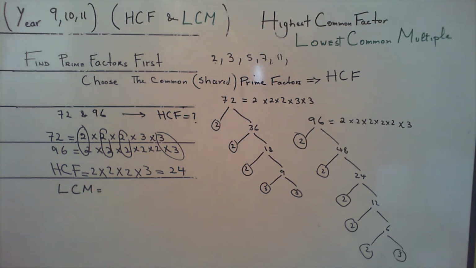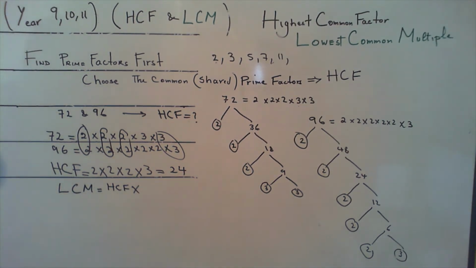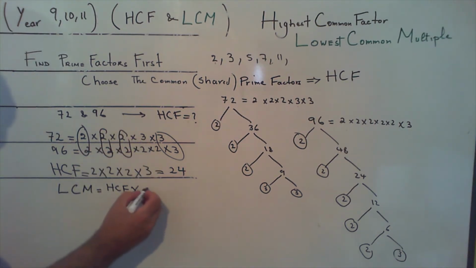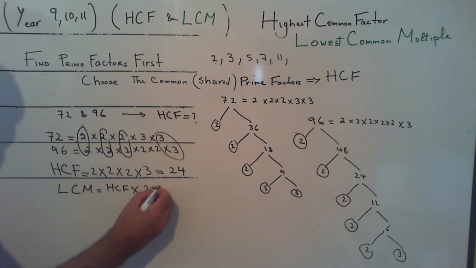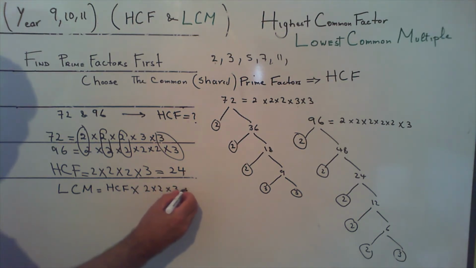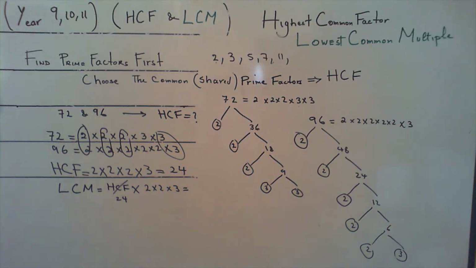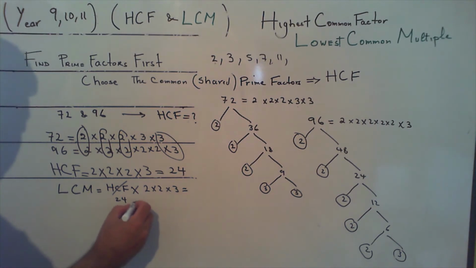you always write your HCF first. Whatever you've already done, you find the HCF and write it, and multiply it by whatever is left. What was left after the HCF between these two? We have a 2 and a 2 and a 3. So HCF times whatever is left, 2 times 2 times 3. We know that HCF was 24, and this lot, 4 times 3, is 12.